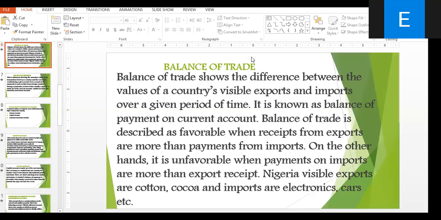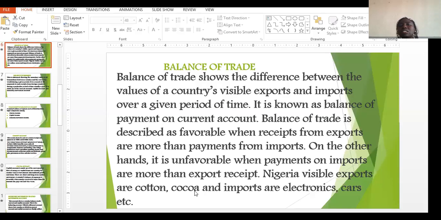Nigeria's visible exports are cotton, cocoa, and so on, and imports are electronics, cars, and so on. Now, what balance of trade is talking about is just the difference that occurs between the value of a country's visible exports and imports over a given period of time. The difference between terms of trade and balance of trade is that you use a price index for terms of trade, while in balance of trade, you are only considering visible imports and visible exports.